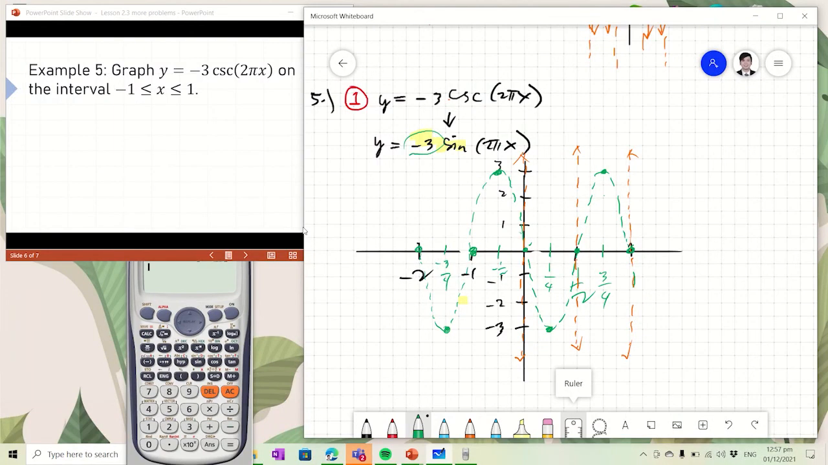Then, until -2, until, sumobra na pala tayo. Dapat until 1 lang tayo. Pero, supposedly, ito ay, okay, ito. Dito, -2. It has to be -1. Then, ito, -1/2. Ito yung 1/4 natin, -1/4. Okay? So, that's the graph now.